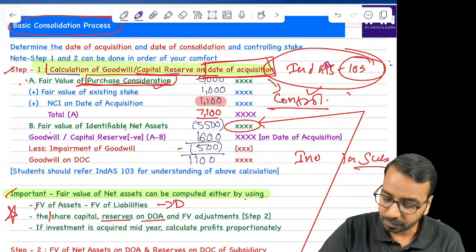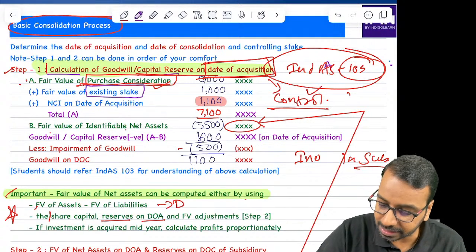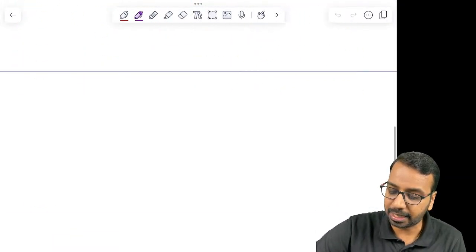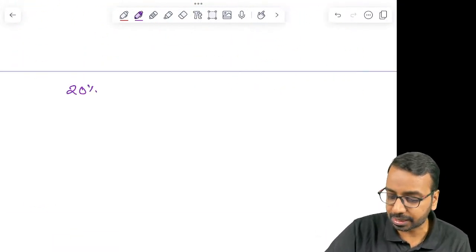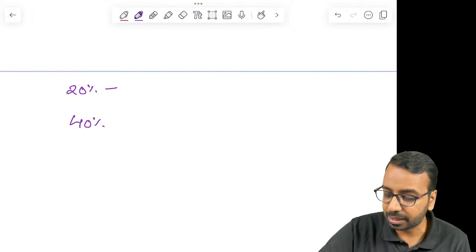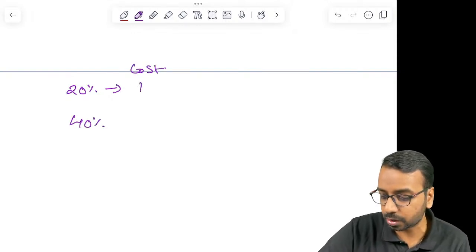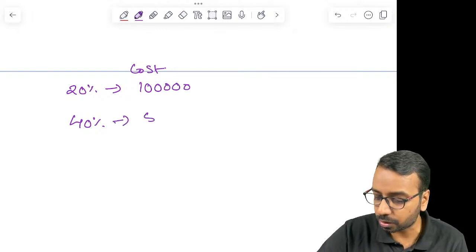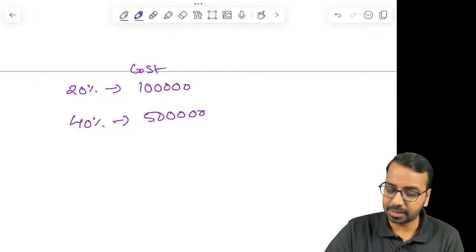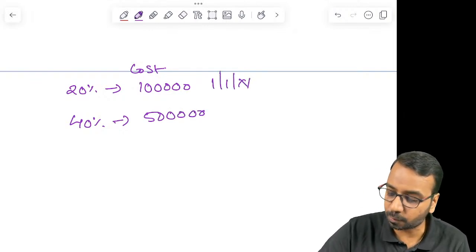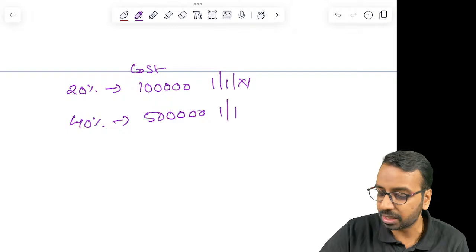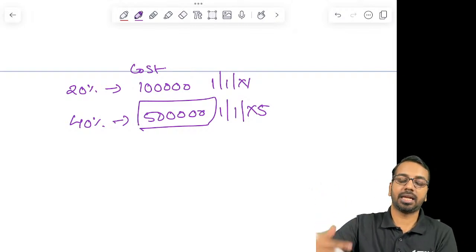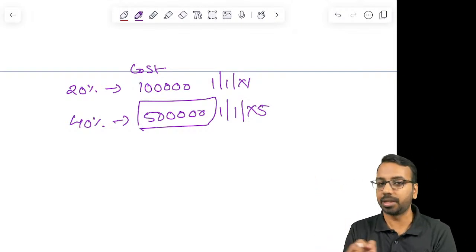Second thing is fair value of existing stake. Now this is where it is important when you have a step acquisition. Let us say currently we hold 20% stake, then we acquired 40% stake. This 20% stake was at a cost of 1 lakh. The 40% stake we acquired at a cost of 5 lakhs. This was, let us say, on 1st of January of year 1. This is, let us say, on 1st of January of year 5. Now this 5 lakhs is the stake that we have acquired in the current transaction when we obtained the control.